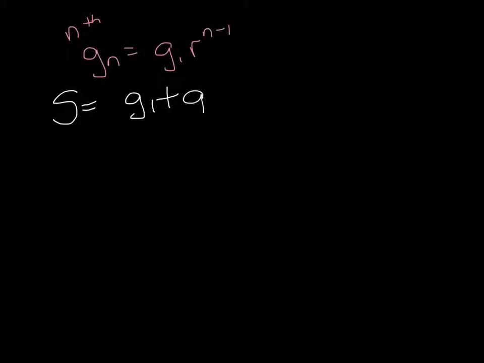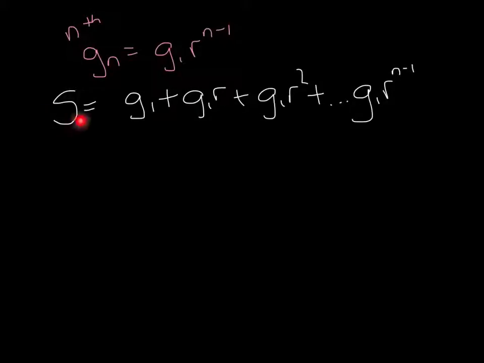Remember that the nth term formula for a geometric sequence is g of n equals g of 1 times r to the n minus 1. This means that our sum would be equal to g1 plus g1r plus g1r squared. We're going to sum that all the way down until we get to g1r to the power of n minus 1. Now what happens if we multiply this entire equation by r?